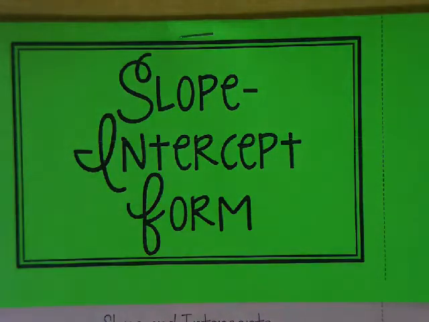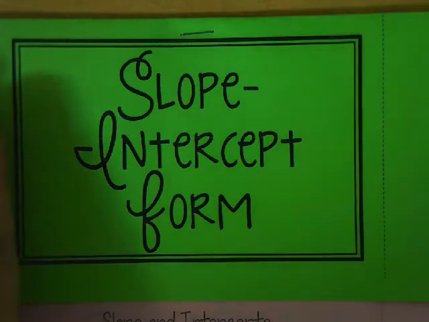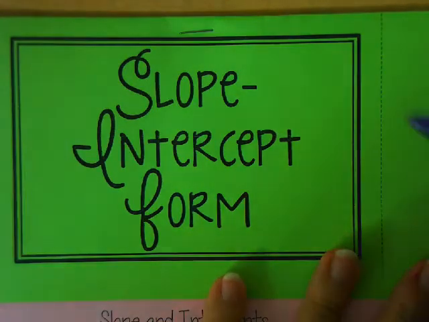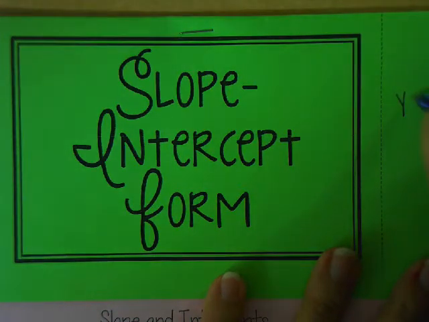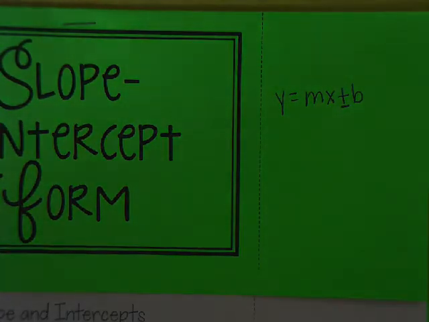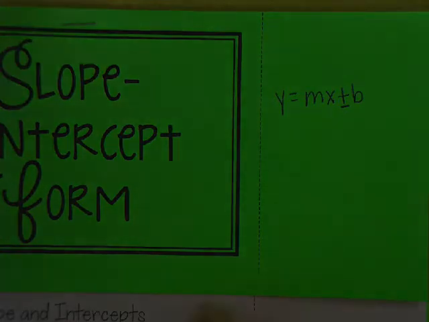Right, so this afternoon we're going to talk about slope-intercept form. We've been talking about direct variation, y equals kx. Slope-intercept form is y equals mx plus or minus b. We're going to talk about what those letters represent and how we can do this.